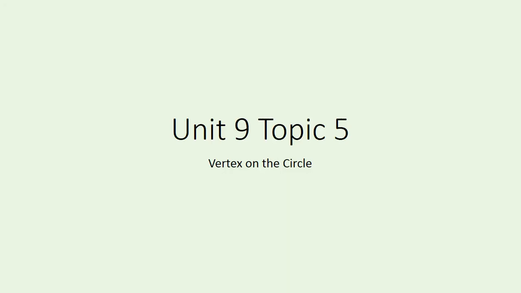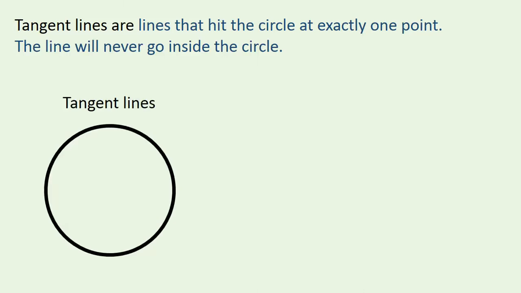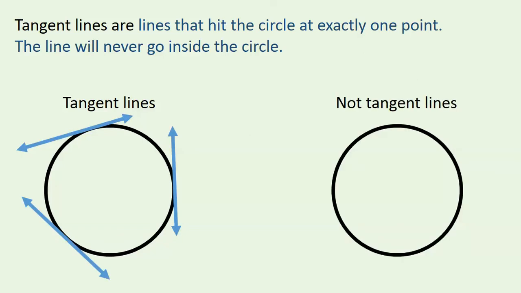Unit 9, Topic 5, Vertex on the circle. Tangent lines are lines that hit the circle at exactly one point. Tangent lines will never go inside the circle. Looking at some examples of tangent lines, we see that they always graze just the outside of the circle. Some examples of lines that are not tangent will go inside of the circle.